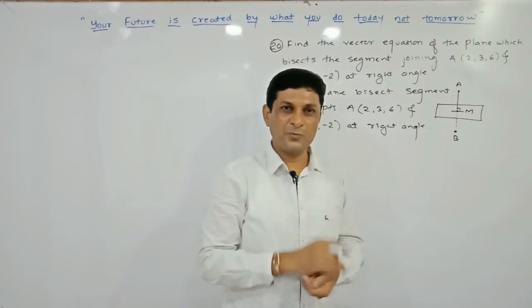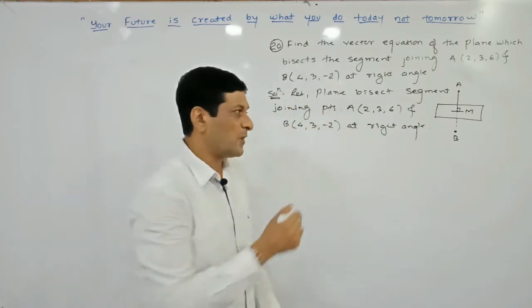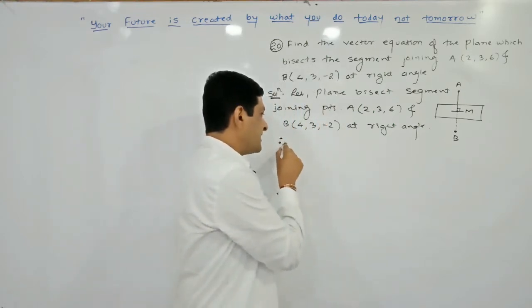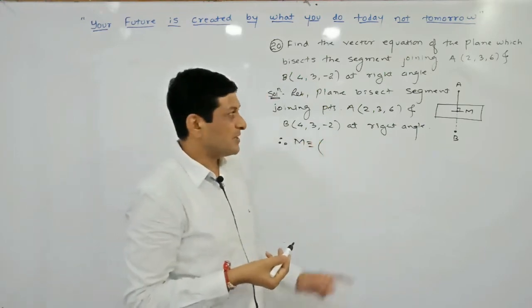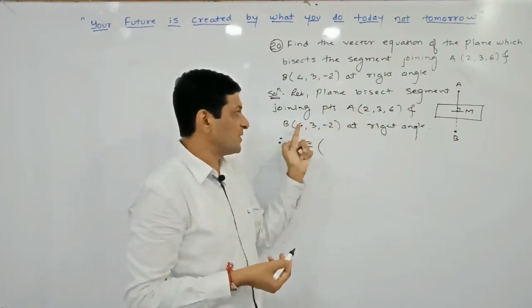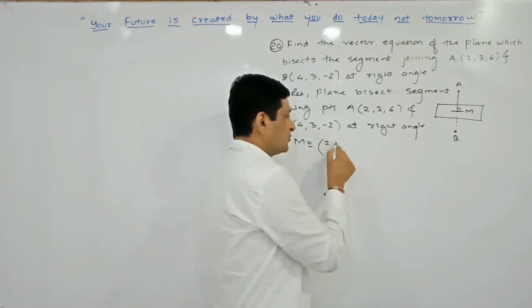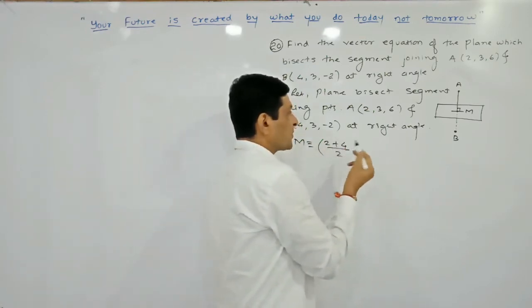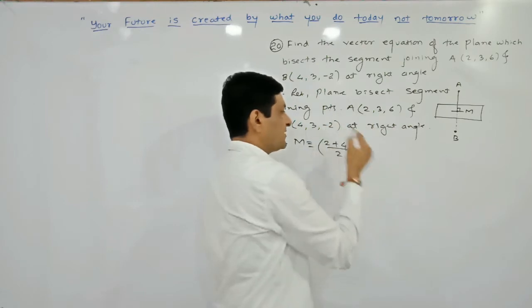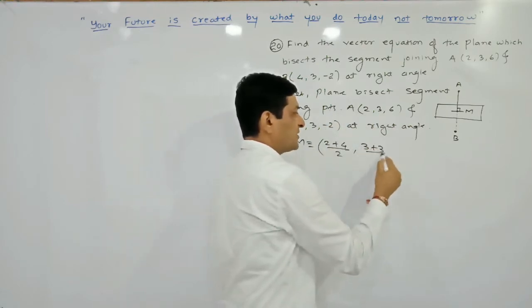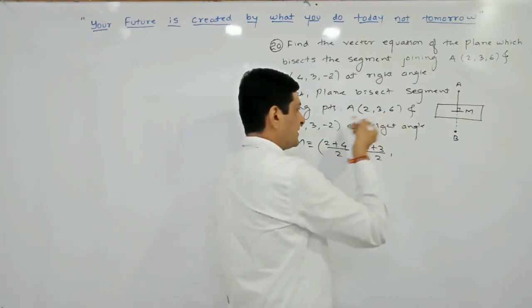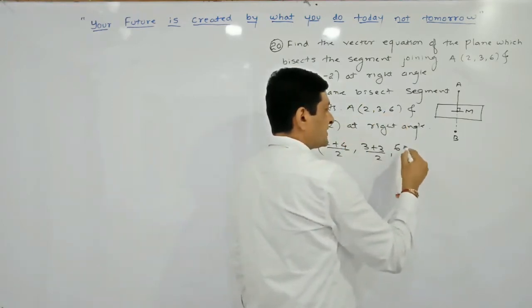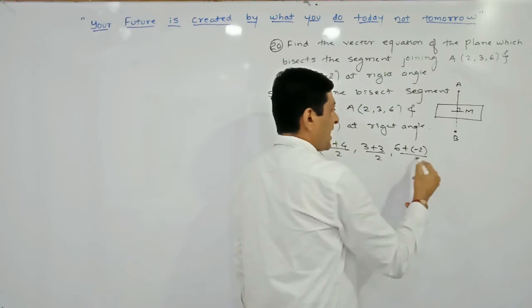If M is the midpoint of segment AB, then applying the midpoint formula, the coordinates of point M are: x is (x1 plus x2) upon 2, that is 2 plus 4 upon 2. The y coordinate is (y1 plus y2) upon 2, that is 3 plus 3 upon 2. Lastly, the z coordinate, by the same method, is 6 plus minus 2 upon 2.